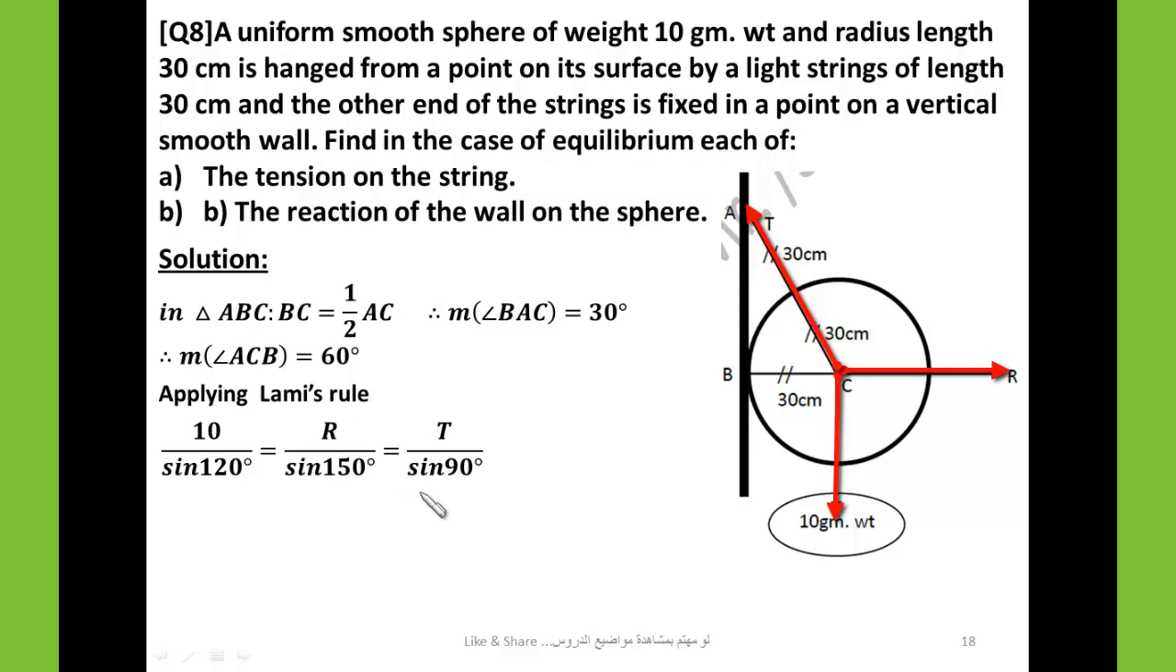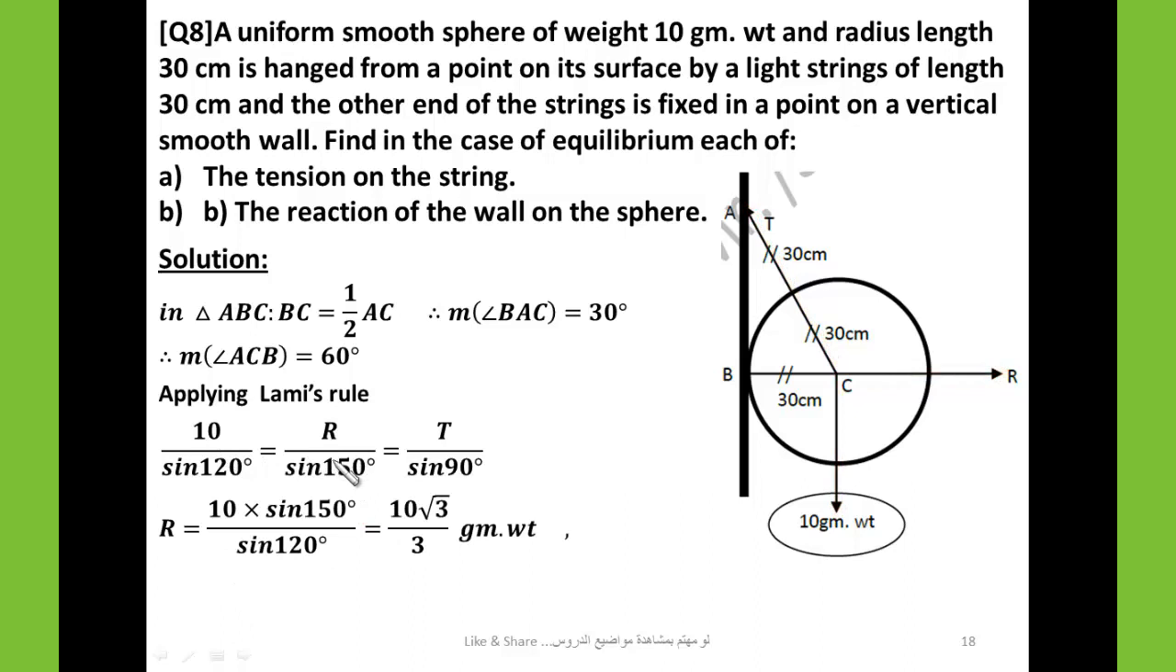And now it's easy to calculate each of the tension and the reaction. So R equals 10 multiply sine 150 over sine 120, which equal 10 root 3 over 3 gram weight. And T equals 10 multiply sine 90 divide sine 120. So the result of the tension equals 20 root 3 over 3 gram weight.